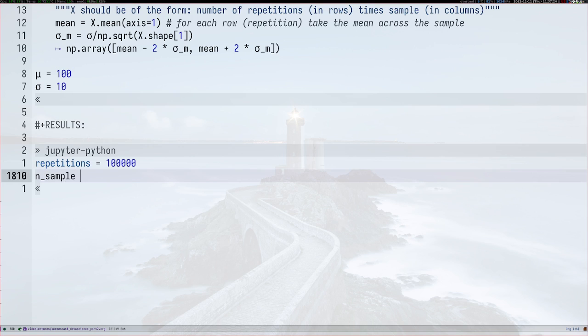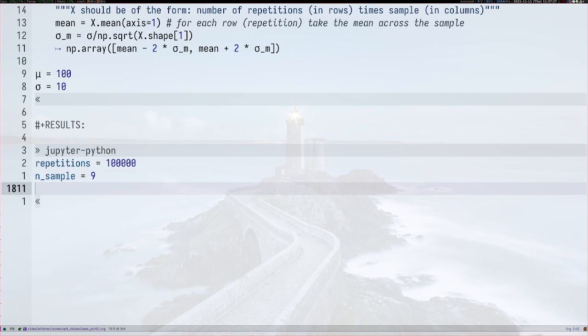The number of samples that we take is going to be equal to 9. So then my matrix X is going to be NP random normal. X is going to be the draws that I get from my distribution. That means there's going to be mu as the expectation of the distribution from which we're drawing, and there's going to be sigma as the standard deviation of that distribution.